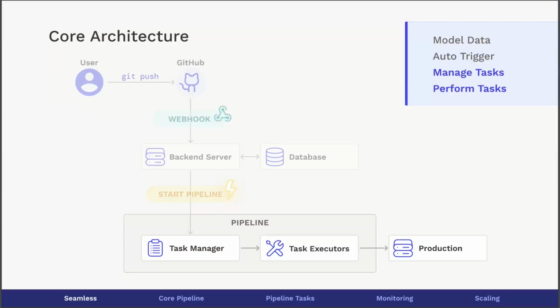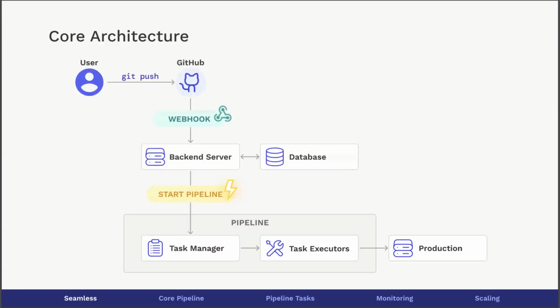The task manager orchestrates the cloning, testing, and building of the updated code as it progresses through the pipeline. The actual work of performing all tasks is done by the task executors. Together, the manager and the executors form the heart of the pipeline. The final task performed is deployment to the production environment. This diagram reflects the core architecture of Seamless's deployment process, from the moment a user pushes a code change to when it is released into production. Next, Jason will present the challenges and infrastructure in more detail.